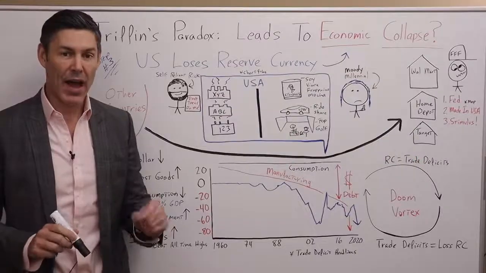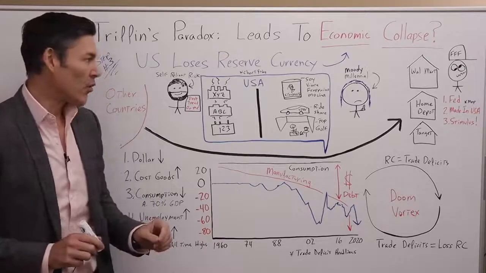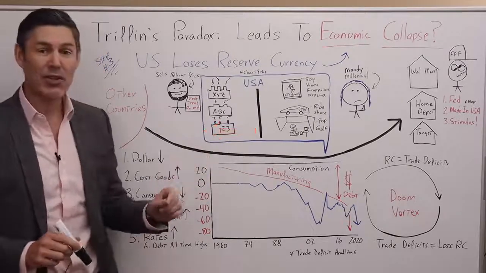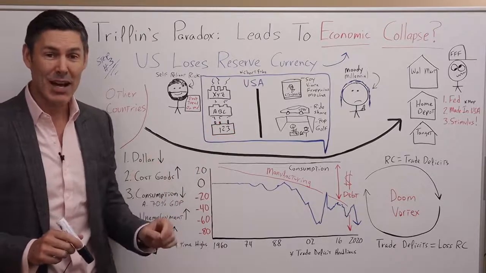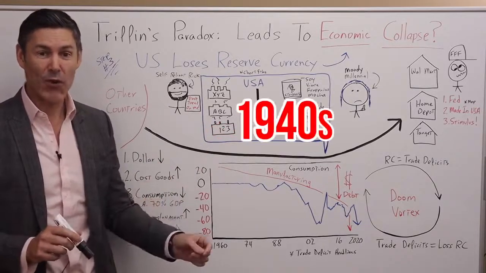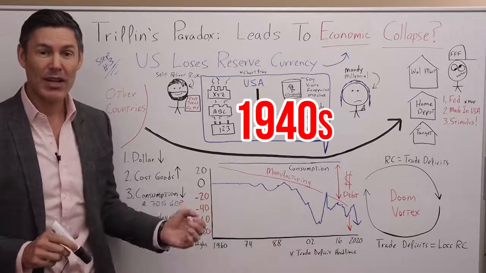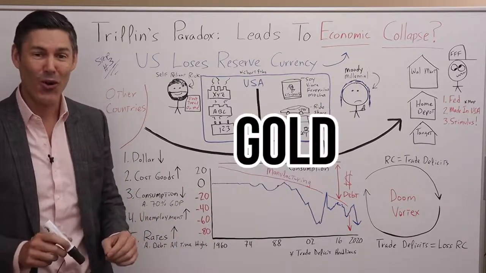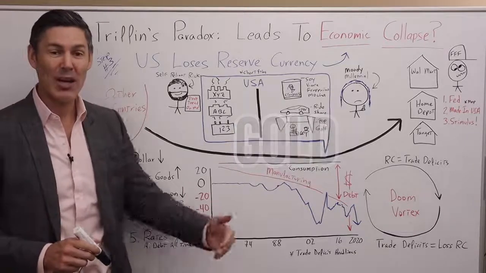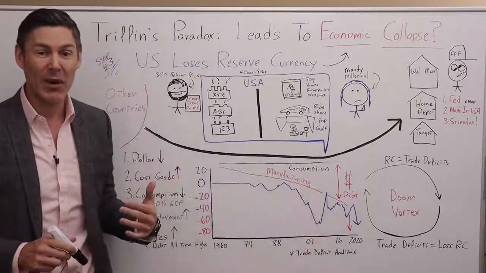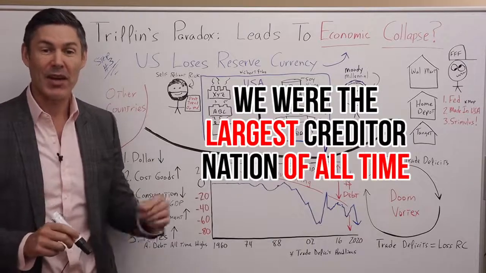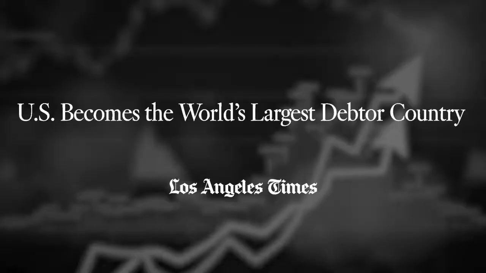As a result of having the reserve currency, we've gone from a country of manufacturing that manufactured so much stuff during the 1940s, we actually accumulated 70% of the world's gold. We were producing so many goods that we just got all the money. We are the largest creditor nation of all time. Now we're the largest debtor nation.